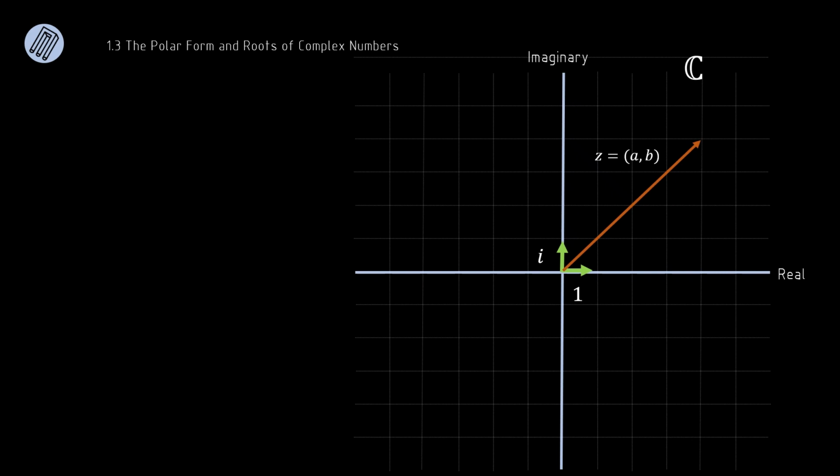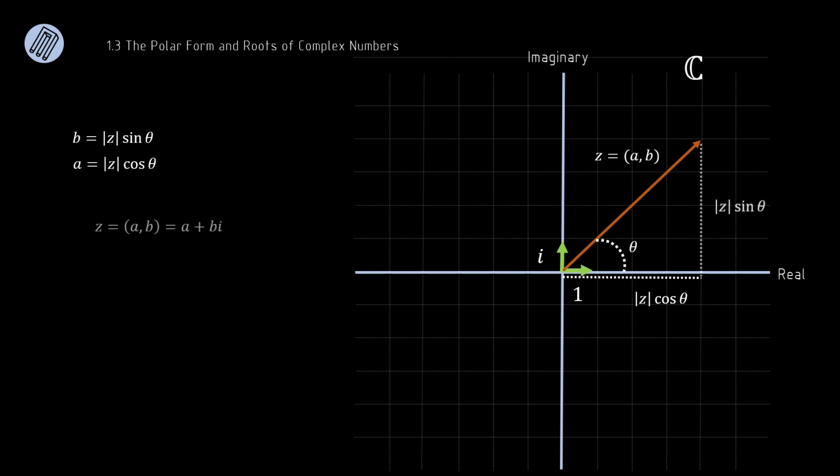Suppose we have a complex number z with coordinates a, b. We can see that this number can be represented in polar coordinates similar to R2. I want to focus on the angle that the position vector makes with the positive real axis. Call it theta. The imaginary part of the number, b, can be represented as the magnitude of z times the sine of theta. Similarly, the real part of z, a, can be represented as the magnitude of z times the cosine of theta.